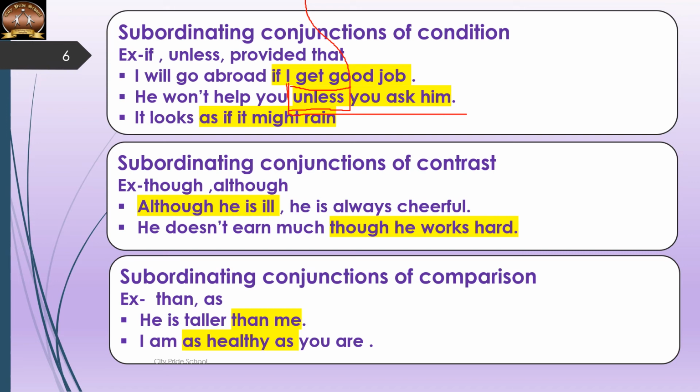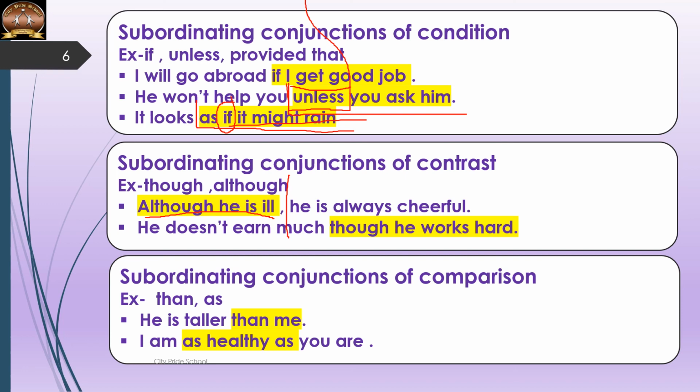The last example: it looks as if it might rain. So as if, it might rain; if here is a subordinating conjunction and if it might rain is the subordinating clause. Next, subordinating conjunctions of contrast. To show contrast, we use though and although. Although he is ill, he is always cheerful. Now, a person who is ill is normally not cheerful, right? So these are two contrast sentences which are highlighting the contrast.